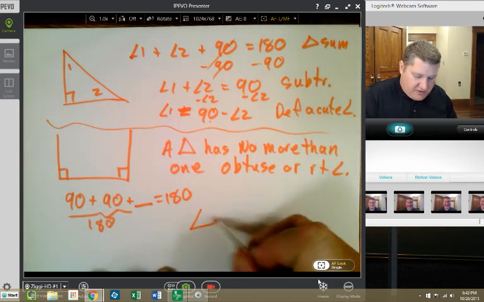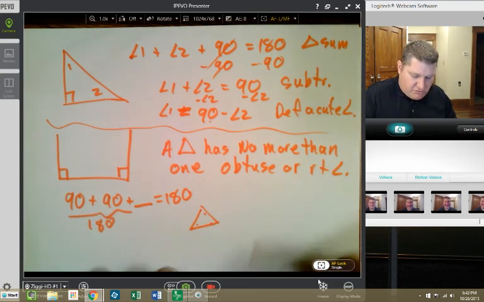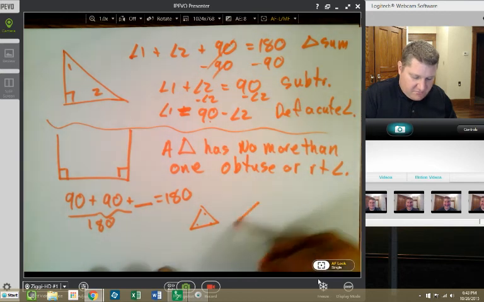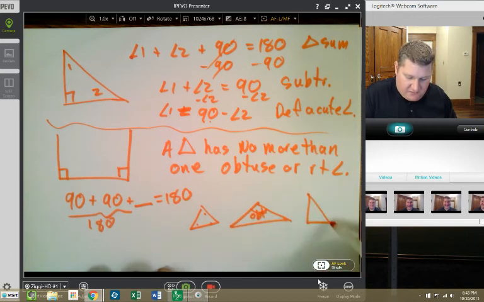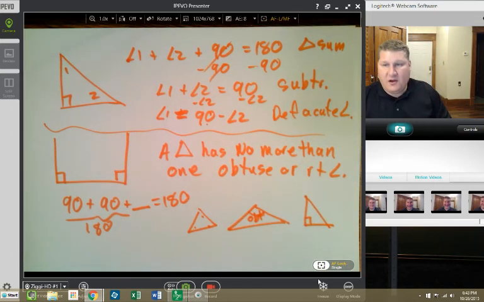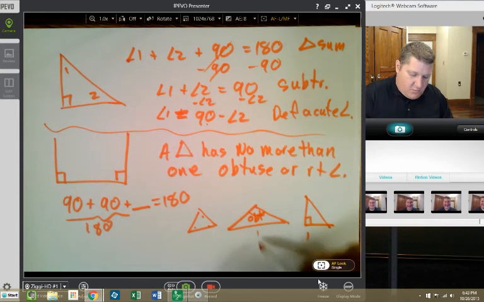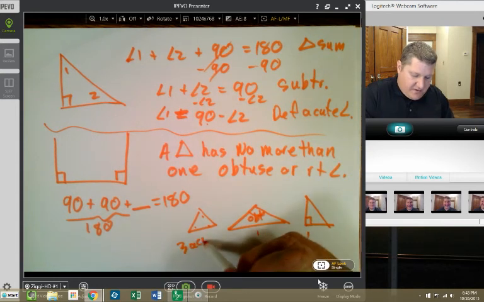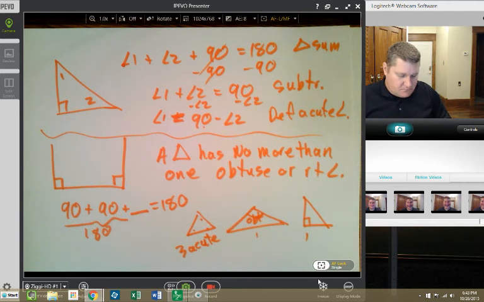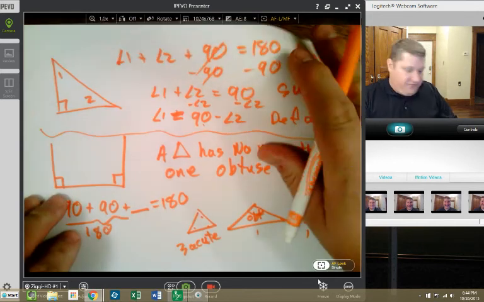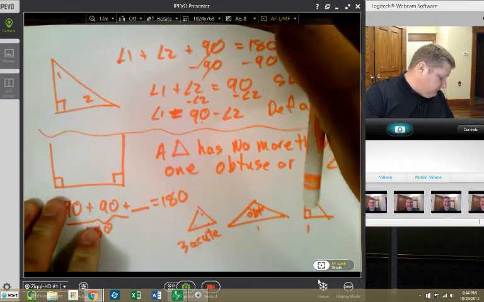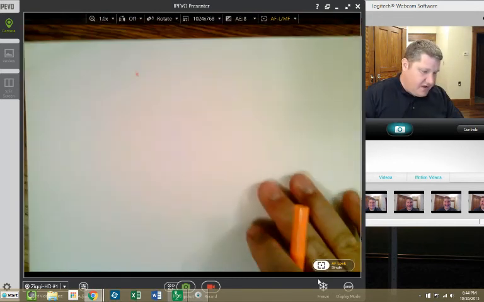So for example, in an acute triangle, I have 1, 2, 3 acute angles. In an obtuse triangle, I can only have 1 obtuse angle. And in a right triangle, I can only have 1 right angle. So, a couple theorems to start taking a look at. Now, if we were to put that to use, we would have something as follows.